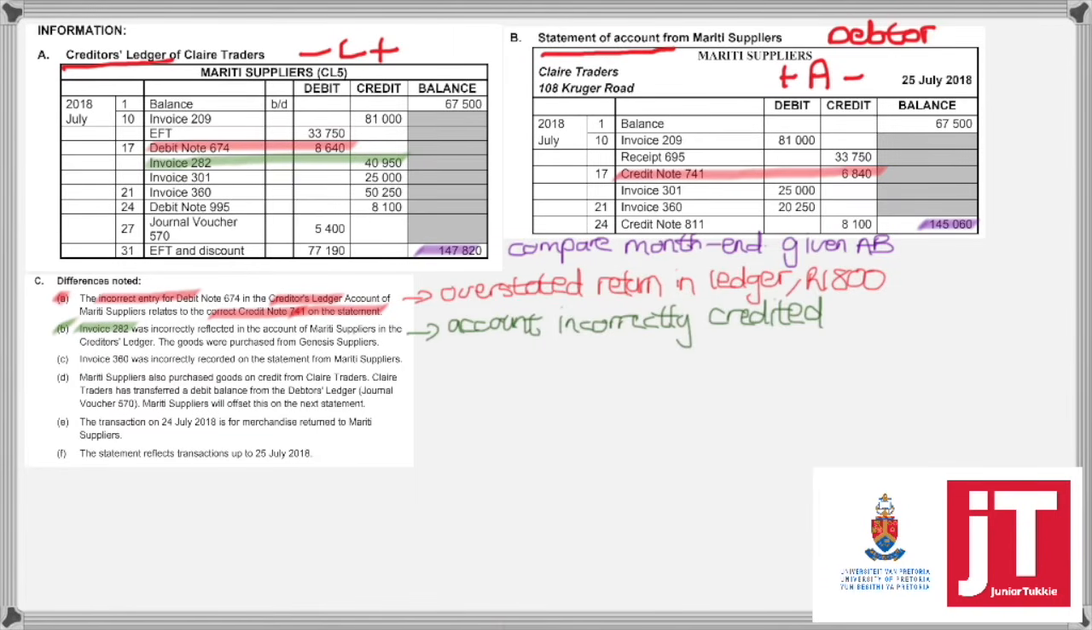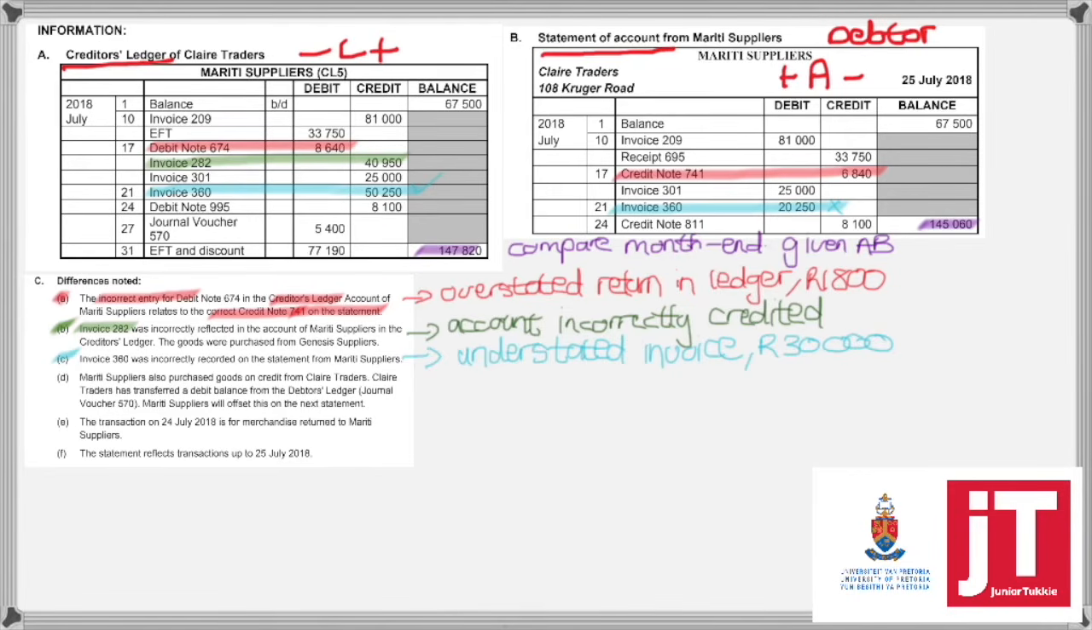Transaction number C, invoice 360 was incorrectly recorded on the statement from Mariti suppliers. So if I look on the statement that we've received, invoice 360 was recorded as 20,250. In our creditors ledger, invoice 360 reflects 50,250, which means they have understated the invoice and the difference is 50,000.